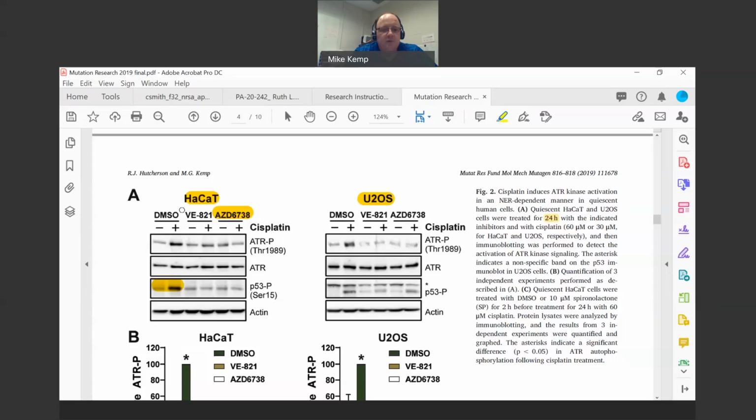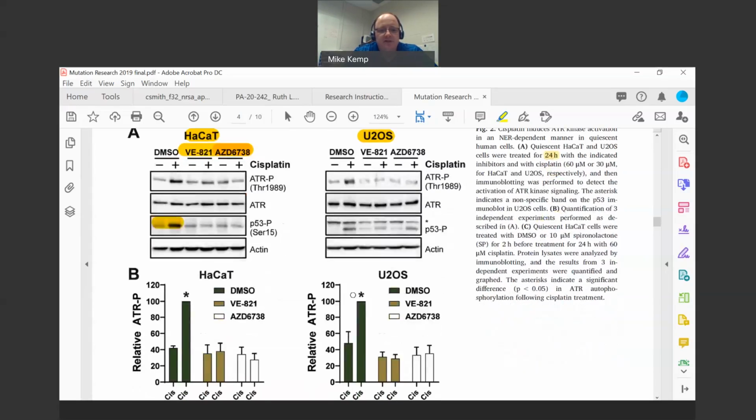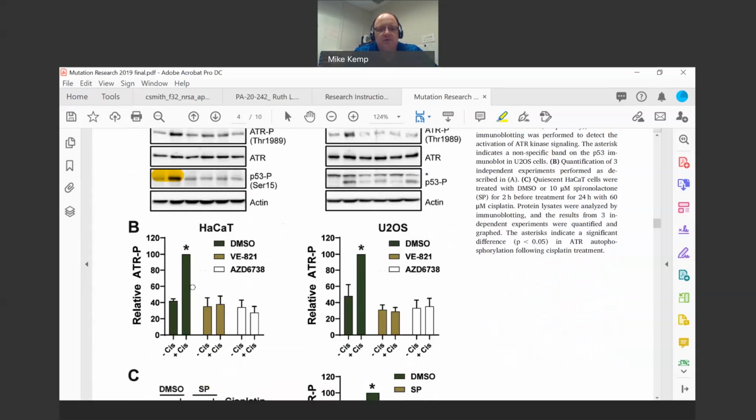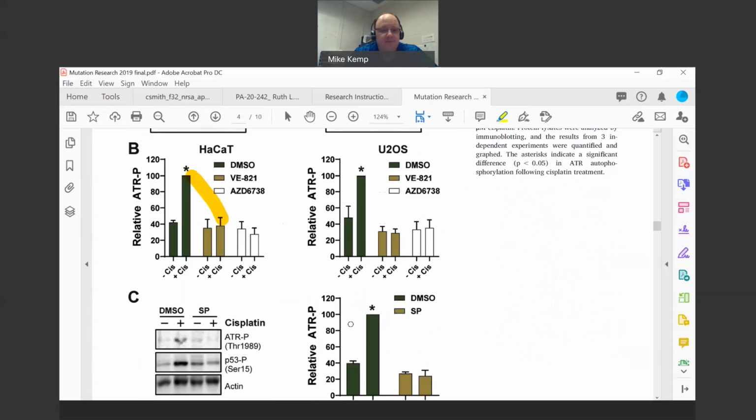However, in cells treated with one of the two different ATR inhibitors, we don't see that level of phosphorylation being stimulated, therefore suggesting that these inhibitors are indeed inhibiting ATR signaling. That's true both in the Hackett cells and in the U2S cells on the right. In figure B, essentially all we're doing is quantifying this from several repeat experiments, again, further showing that the ATR inhibitors suppress ATR signaling.